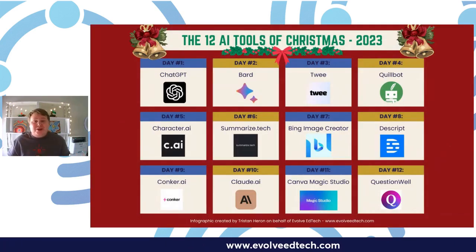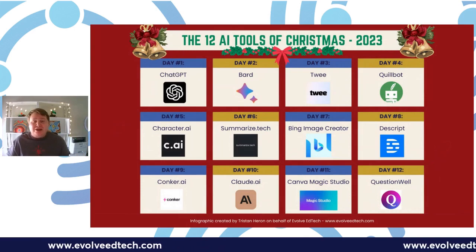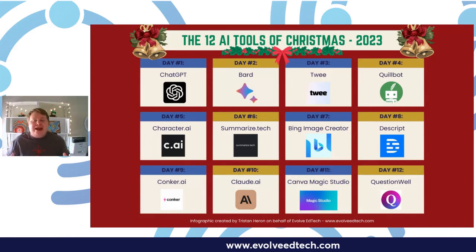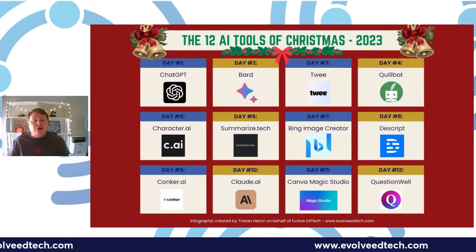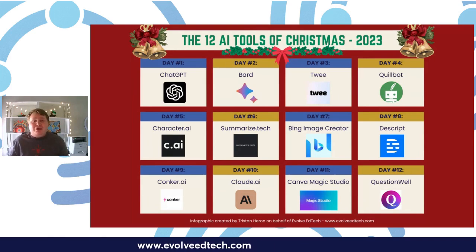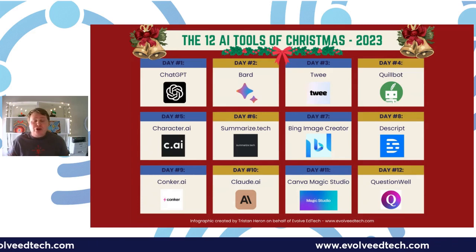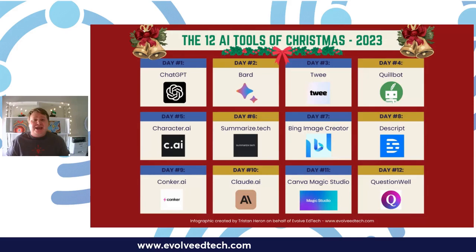Well, that brings us to the end of the 12 AI tools of Christmas for 2023. You can see here on the screen that we have looked at 12 very different AI tools over the past 12 days. And I think these tools could be so beneficial in helping you in a myriad of ways in your classroom. So go and explore them, go and check them out, and go and see what you can create and what you can do to make your life as an educator so much easier with the power of AI.